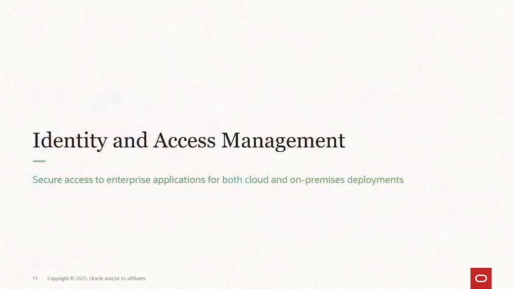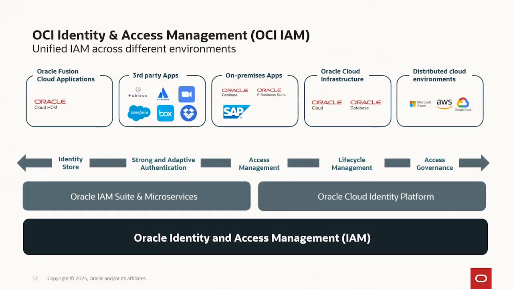Moving into our next section, which is identity and access management. This is secure access to enterprise applications for both cloud and on-premises deployments. Oracle Cloud Infrastructure Identity and Access Management provides a cloud-native identity and access service as an integral part of any hybrid or multi-cloud environments. With highly adaptive access policies and capabilities, it can support many different IP applications and services, and Oracle can help enable rapid onboarding of users as well as services to meet your evolving security objectives.